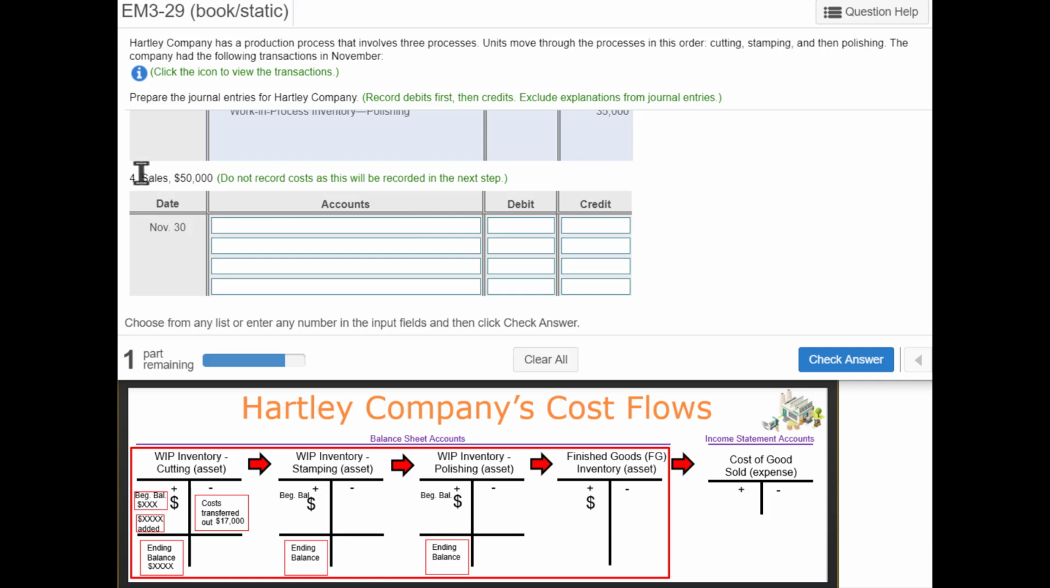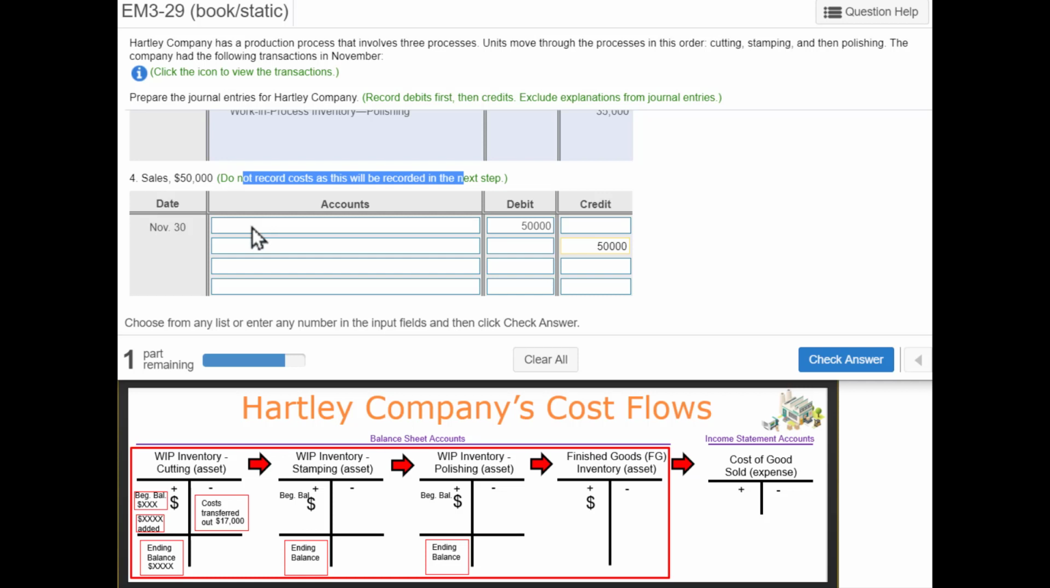And then finally, we've got sales. $50,000 of sales, so we can plug that in. Copy and paste. Do not record the costs. That will be recorded in the next step. So COGS and finished goods going down will be the next step.